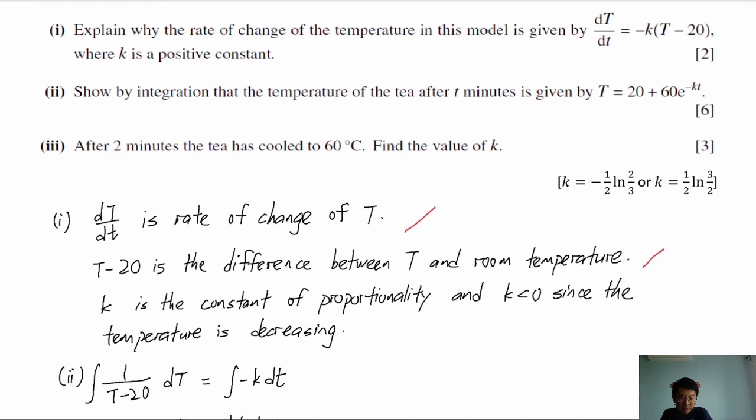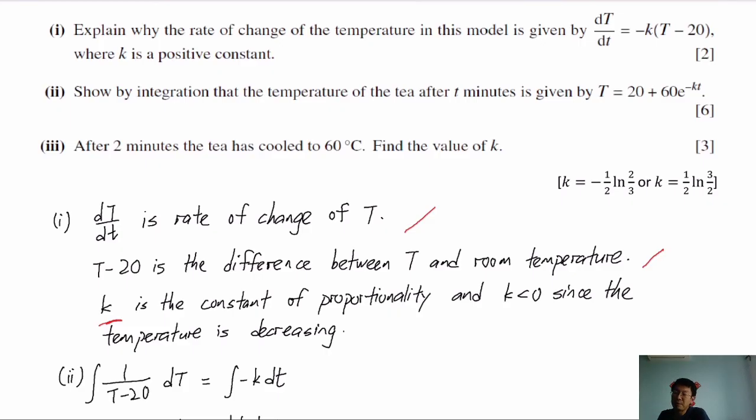And then also we have the k, which is the constant of proportion. And why is it negative? Because the temperature is decreasing. So be clear, just in case we might miss some marks from there. So be as clear as we can.